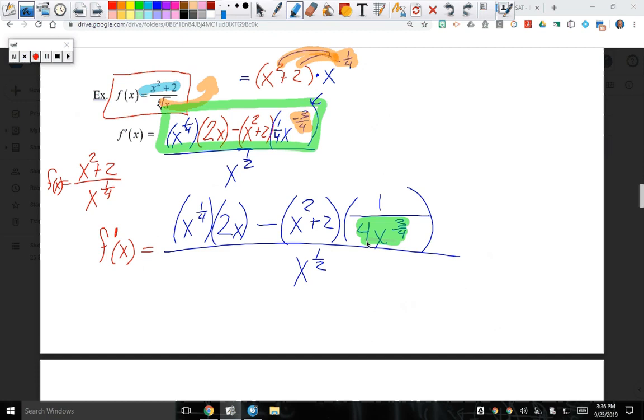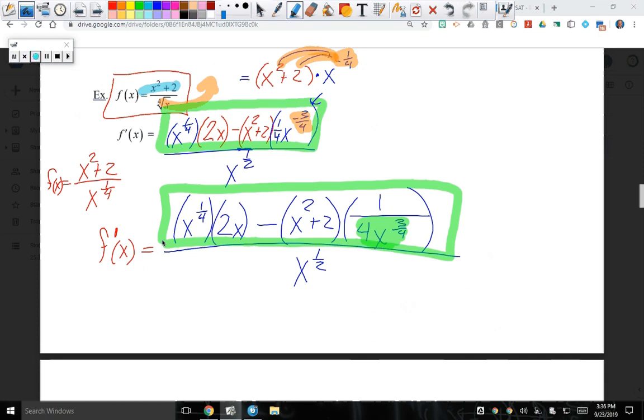Alright, so now, what makes this weird and difficult, because I'm trying to simplify this, is this denominator right here. Do you see it? This denominator piece in the numerator. Say that with me. A denominator in the numerator. Isn't that weird? But this denominator in the numerator needs to be removed. It needs to be canceled.